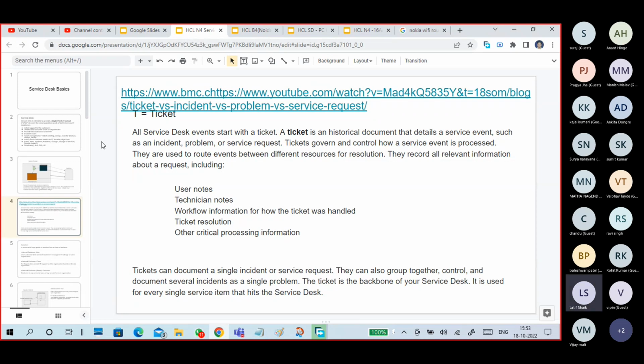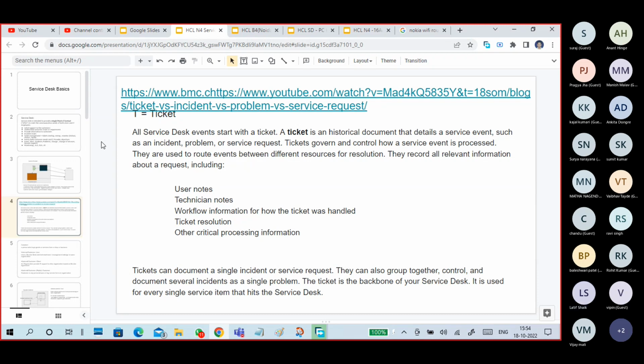Okay, so what is the ticket? All service desk events start with a ticket. A ticket is a historical document that details a service event such as an incident, problem, or a service request.